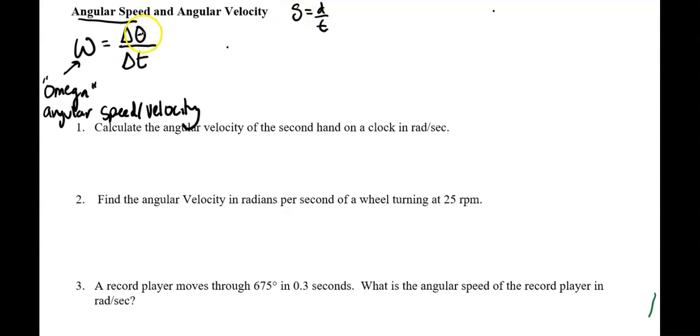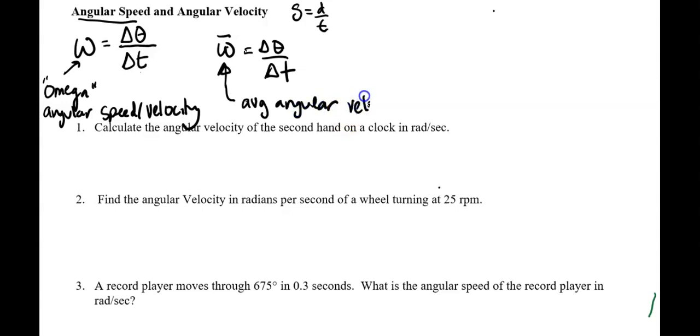Cool. So angular speed is just change in theta over change in time. And if I wanted average angular velocity, I can say average omega, so it's omega with a bar over it, is change in theta over change in time. And I should use that to be more precise. So again, this is average angular velocity.